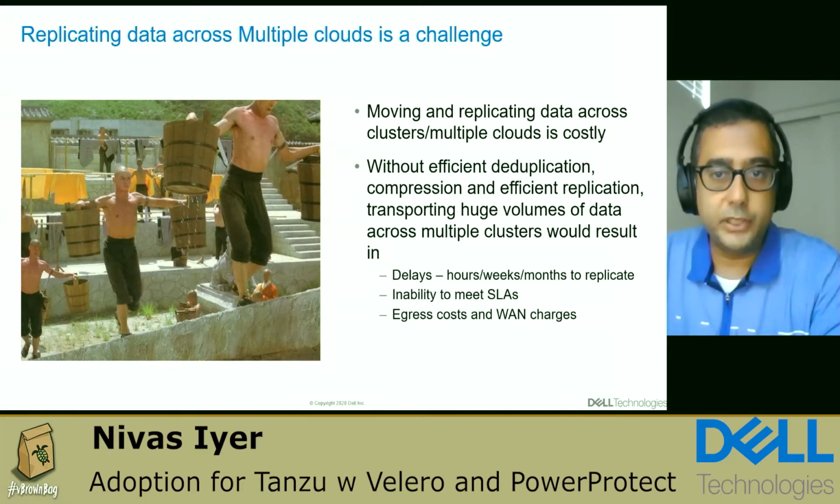And without efficient deduplication, compression, and efficient replication, you are essentially transporting huge volumes of data across multiple clusters. So this is going to cause delays in terms of hours, weeks, and months to replicate. When you're talking about petabytes, maybe terabytes of data, you'll be unable to meet the SLAs. And finally, the egress costs are equivalent to the knives in the armpits, right? They're going to cut you, and they cut your organization's budget.